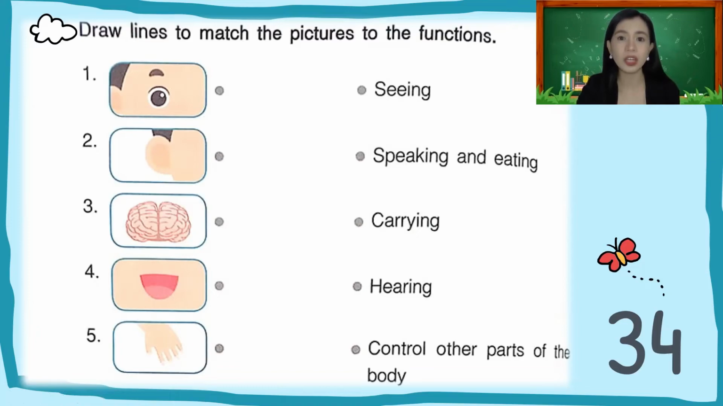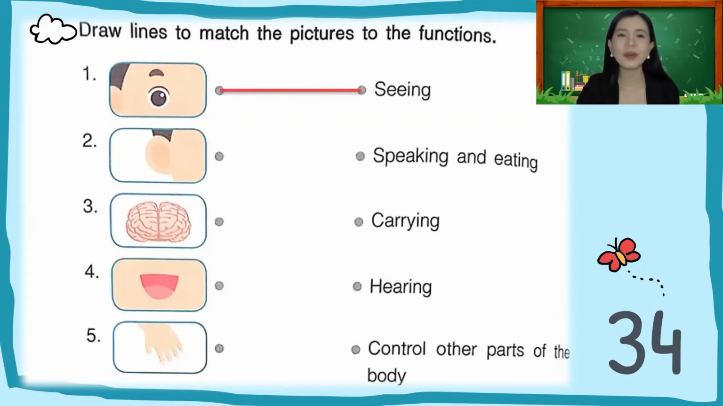So what is the function of the eye? Is it seeing? Is it speaking and eating? Is it carrying? Is it hearing? Or control other parts of the body? What is the function of our eye? It's seeing. So if seeing is your answer, you draw a line, okay? It's very easy, right?